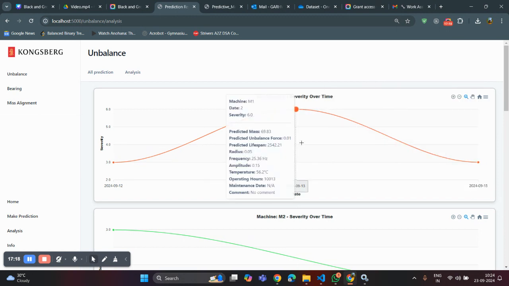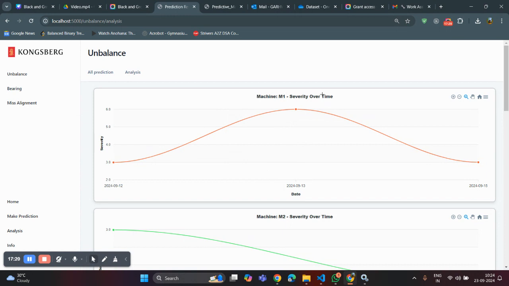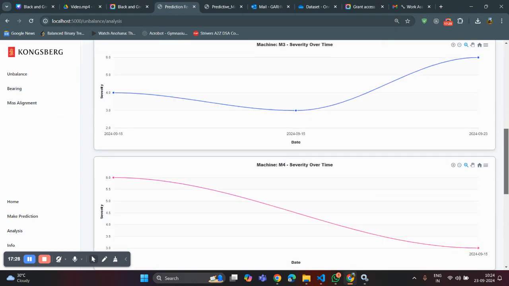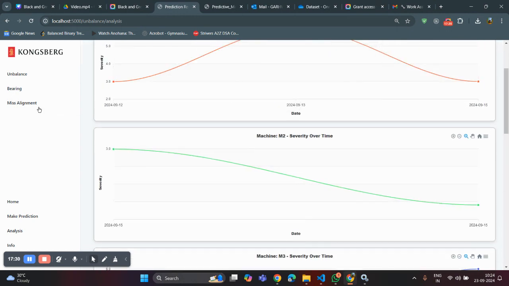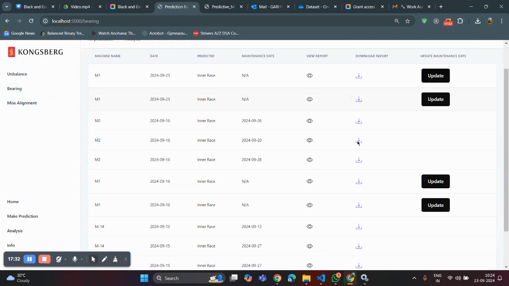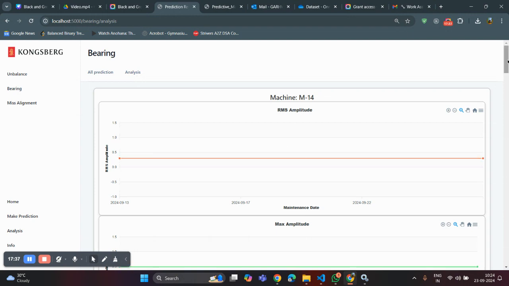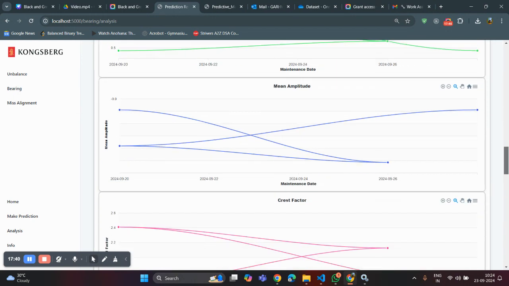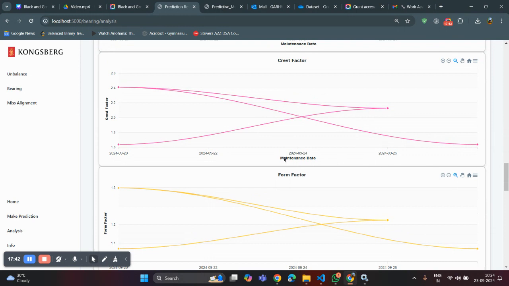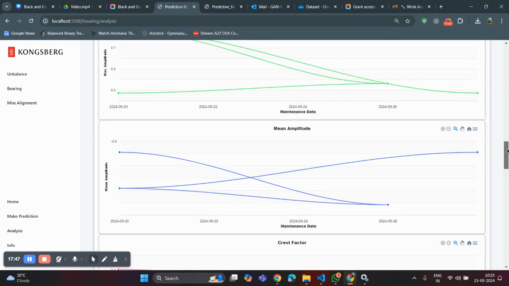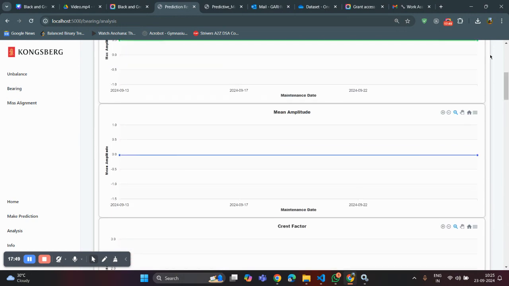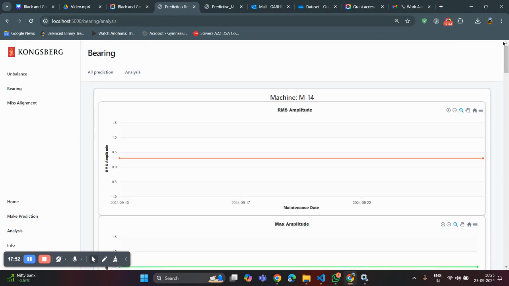So the visualization for every machine, how the severity over date is varying, will be shown here. This is for machine 1, then this is for machine 2, this is for machine 3, and all. Similarly, for other faults like bearing also, it will show you how the severity is changing on the system. Here I have plotted the maintenance date versus the crest factor, form factor, amplitude, and all. So real-time analysis of the machine health will be done through the admin.